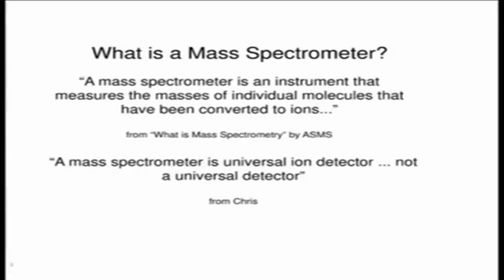Therefore, you have to make a condition feasible for the ionization of your compound. It does not mean that you can analyze each and every compound present in the sample. You have to make sure at least the targeted compound should ionize, and this ionized compound you can separate based on mass to charge ratio, and you can do the analysis, qualitative as well as quantitative. How to ionize your compound and how to separate it, we are going to discuss later. But basically, a mass spectrometer is a universal ion detector.